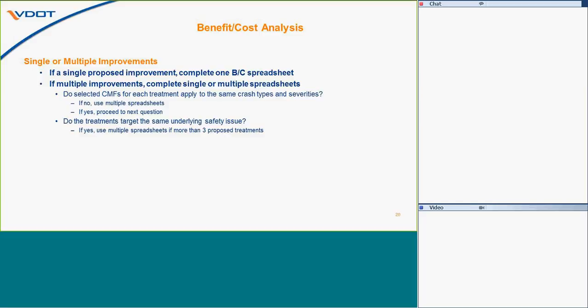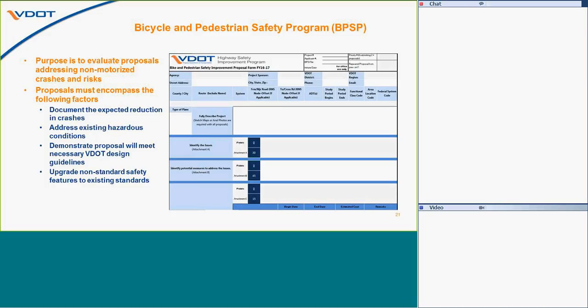If yes, then use multiple spreadsheets if there's more than 3 proposed treatments that support that same safety issue. So again, you might have to use multiple spreadsheets even when you have the same target issue that's being addressed. And we're going to go through an example that might clarify that a little bit better. So that's the overview of the benefit cost analysis spreadsheet. We're going to go through an example which hopefully provides some more detail and clarification on some of those things if you have questions.